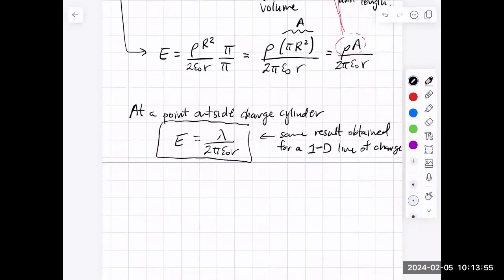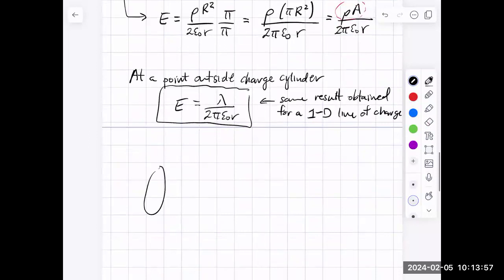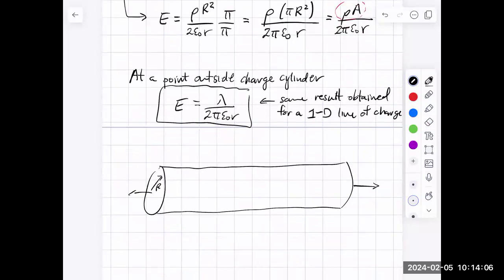Okay, so let's just draw that then. If I have a charged cylinder of some radius, and let's just imagine this keeps going. Here's our radius, capital R, and here's our cylinder axis. And I'm at some point P that's outside, and this is a distance r away. Then the electric field at P is equal to lambda over 2 pi r epsilon naught.